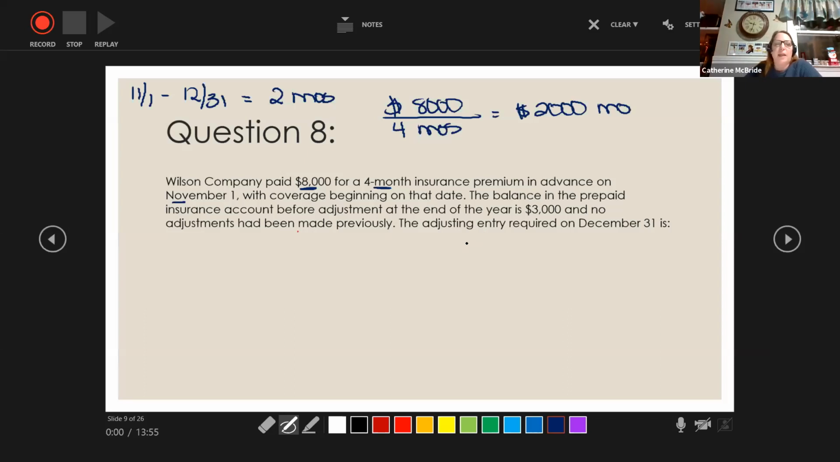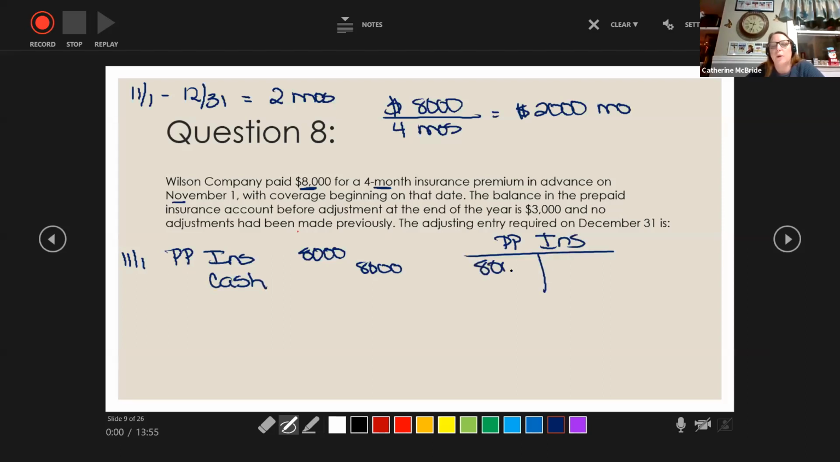All right, paid it in advance. So when he paid it on 11/1, we have to think about what happened before. When he paid it, he had prepaid insurance and he spent cash for $8,000. That was on November 1st. That's what happened before. So we have prepaid insurance, $8,000. That's where we stood on November 1st.